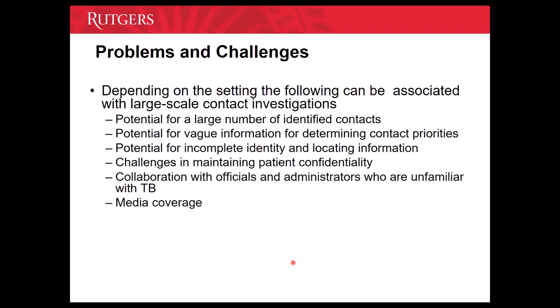And by the way, I have to be fair and honest. Sometimes the consensus circle model does not fit. You know, it's nice when it fits. It's nice when it works. But sometimes you do find yourself testing more than you want to test when you can't figure out really who is a high priority or high risk and who's not. I've had that experience. Potential for incomplete identity and locating information, that's not unusual.